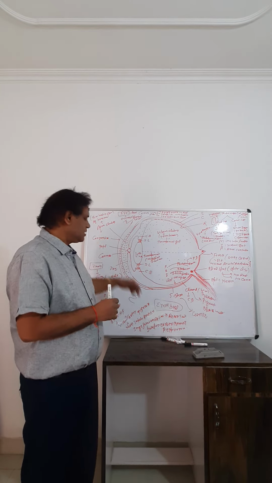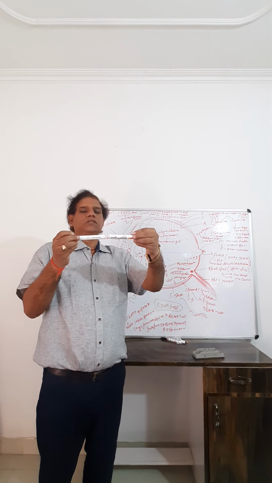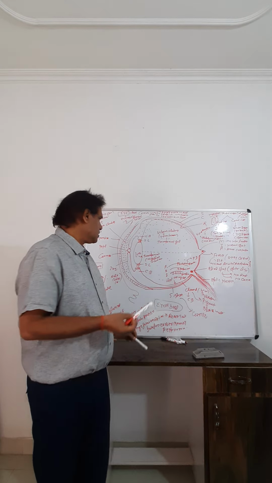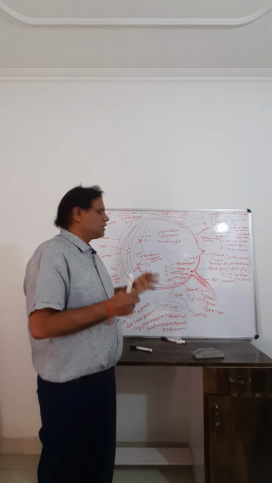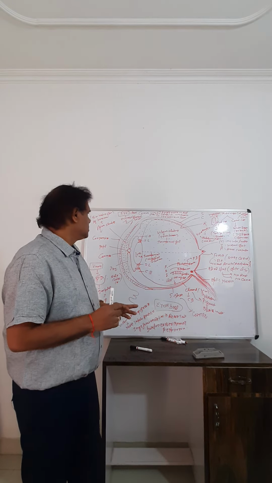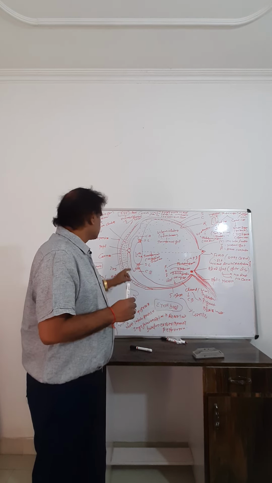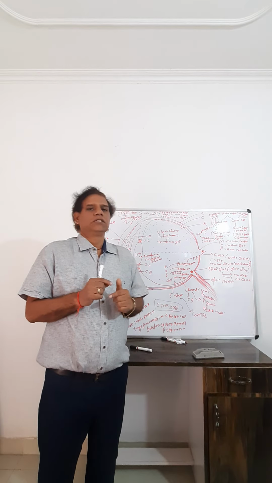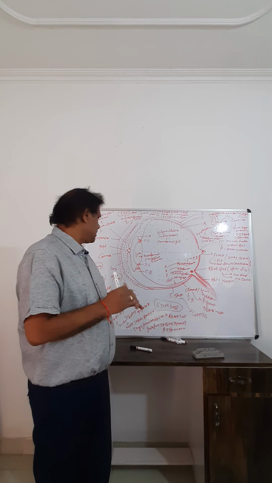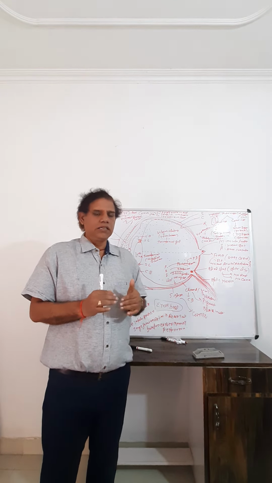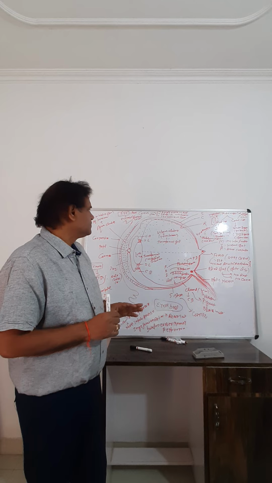Both irises form a middle opening that is called the pupil. The diameter of the pupil depends upon the contraction and relaxation of the muscle present in the iris. The pigment present in the iris is responsible for the color of the eye. The iris is highly pigmented, and the color of the eye in human beings is due to the different types of pigment present in the iris.